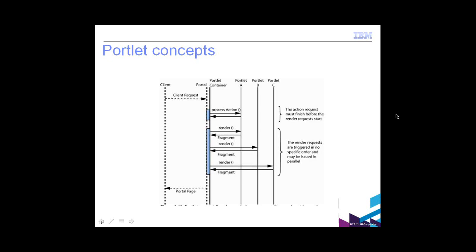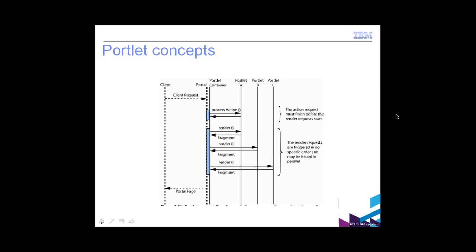Portlet container, as I said, they can be treated together. So the portal or the portlet container intercepts the client request. It in turn calls process action on portlet A. Now, if you compare this with the servlet, process action is the same as doPost. So just as a button submission will call a doPost in a servlet, it calls a process action on portlet A. So portlet A does the processing, it returns control to the portlet container and portal.